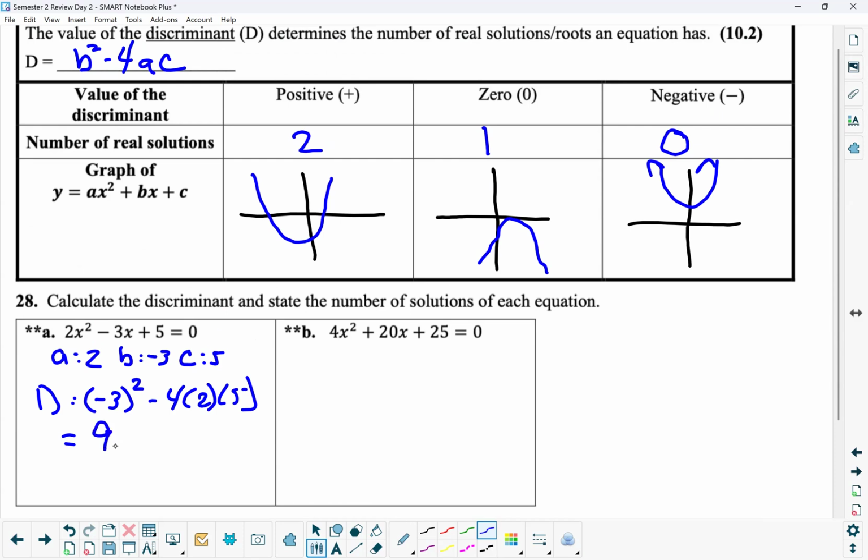Negative 3 squared is 9. 4 times 2 times 5, well, it's easier for me to do 2 times 5 because that's 10, times 4 is 40. 9 minus 40 is negative 31. So my discriminant is negative 31. That means I have 0 real solutions.